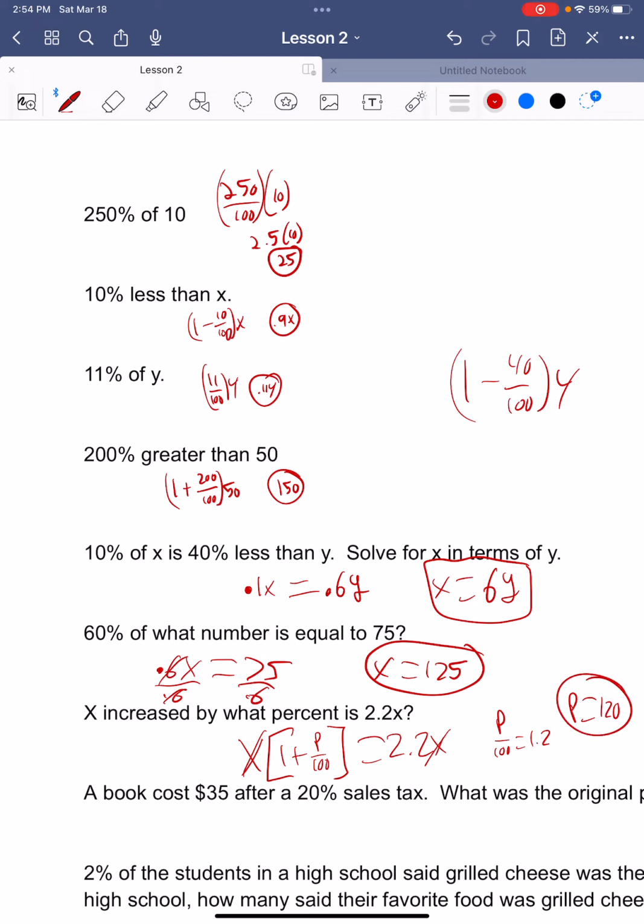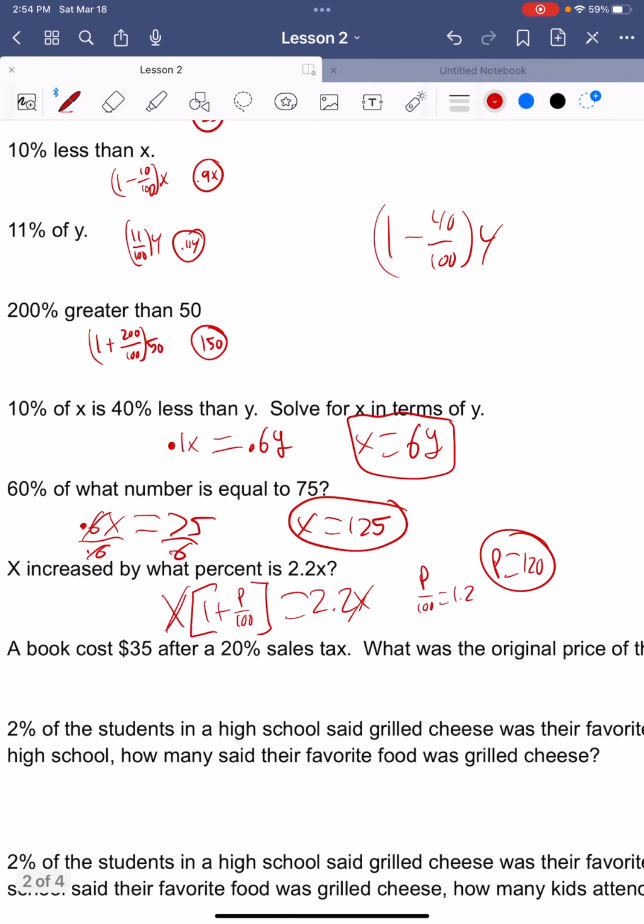And we could plug that back into our equation to check if that's the answer. So if we have x increased by 120%, that's x times 1 plus 120 over 100, which is x times 1 plus 1.2, which is 2.2x, which is what we want.